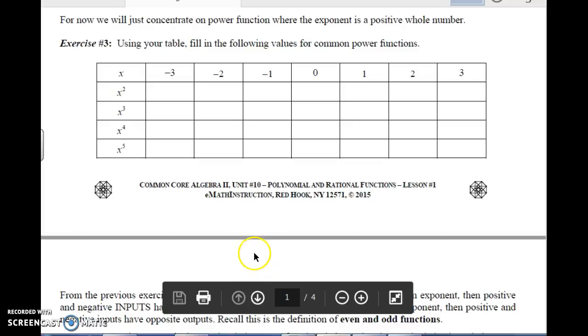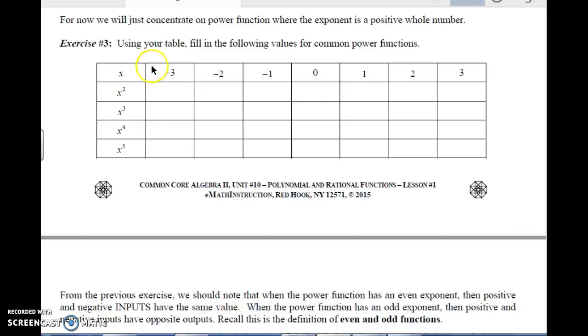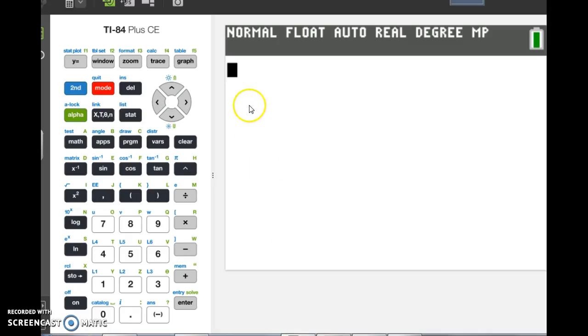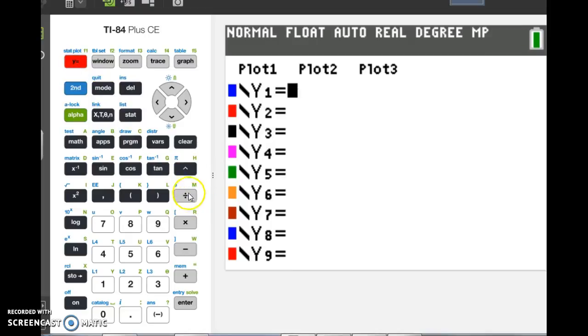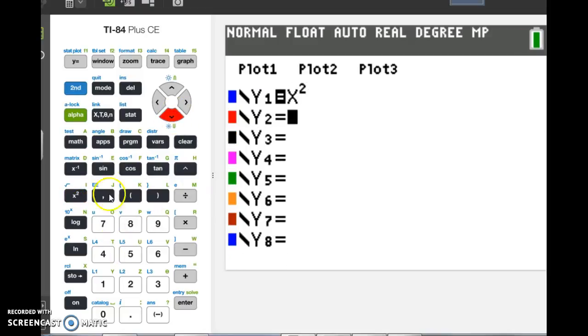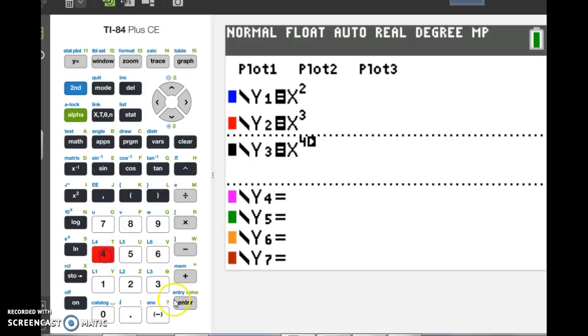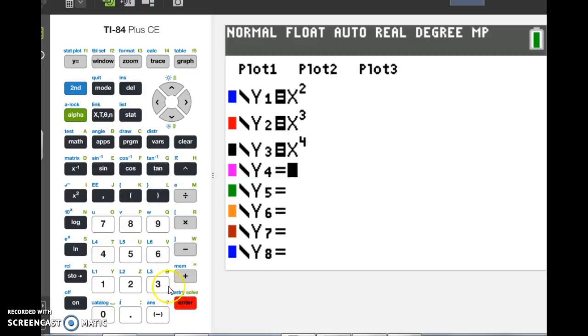All right, so for now we're going to concentrate on power functions when the exponent is a positive whole number. So using your table, we're going to fill in the following values for common power functions. Okay, so I'm going to use my calculator, and I'm going to use table ask on there. All right, so the first thing I'm going to do is put in my power functions under y equals. We have y equals x squared, y equals x to the third, y equals x to the fourth, and y equals x to the fifth.